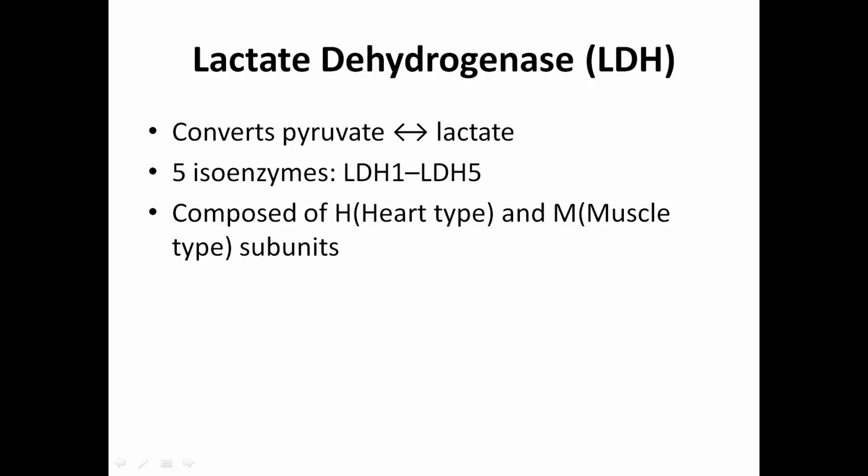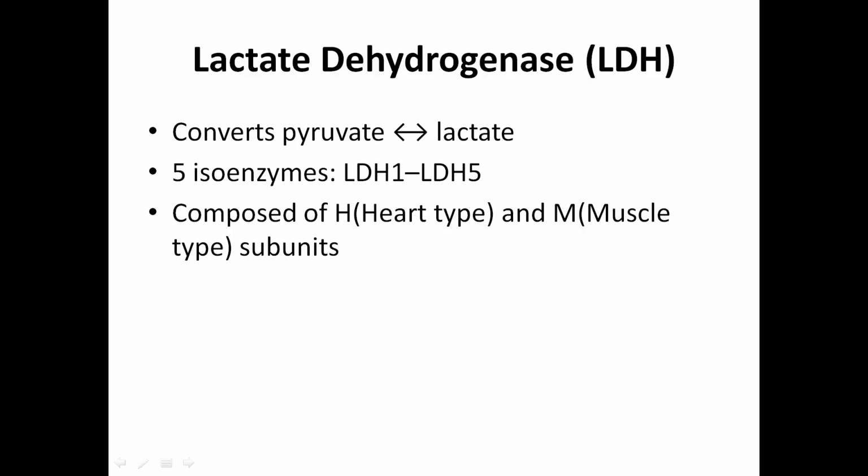Now first one, lactate dehydrogenase. Lactate dehydrogenase acts via the conversion of pyruvate to lactate in the absence of oxygen. The end product of glycolysis is pyruvate, but when oxygen is lacking, lactate dehydrogenase converts pyruvate into lactate. Now 5 isoforms of lactate dehydrogenase are present: LDH 1, 2, 3, 4 and 5. They are composed of H type and M type. H type means found in the heart and M type means found in the muscles.